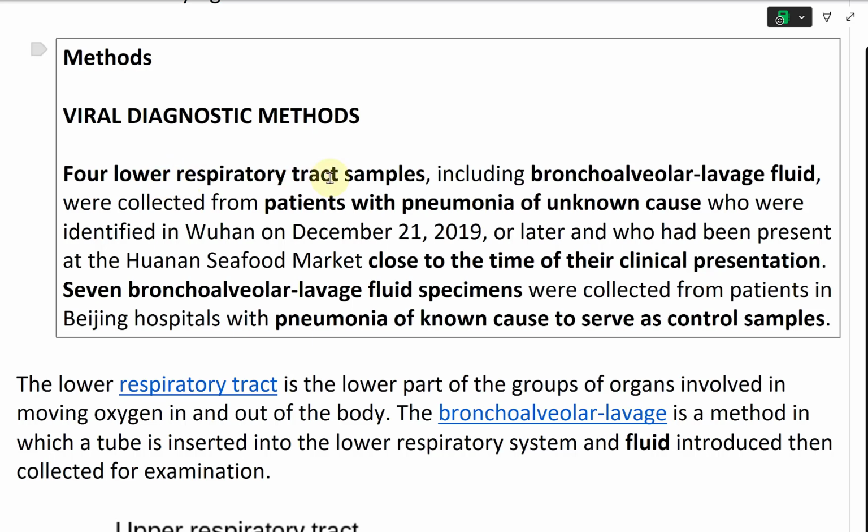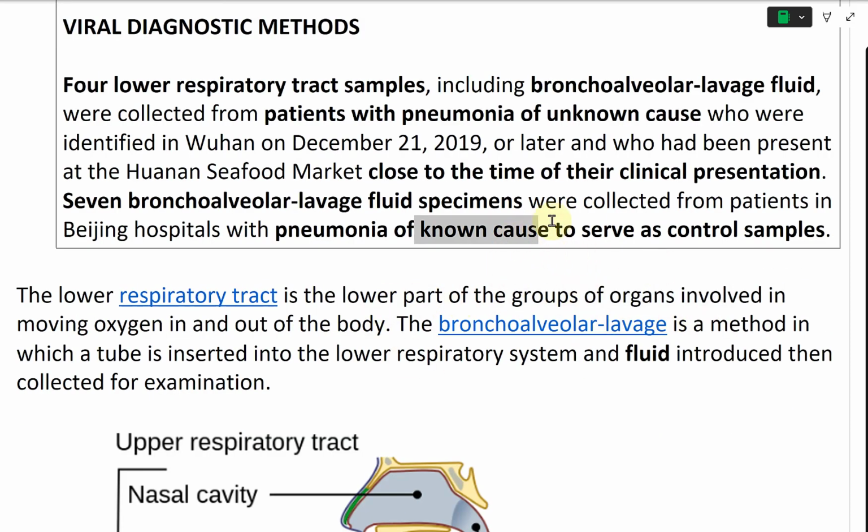So four lower respiratory tract samples, including bronchoalveolar lavage fluid, were collected from patients with pneumonia of unknown cause who were identified in Wuhan on December 21st, 2019, or later, and had been present at the Wuhan seafood market close to the time of their clinical presentation. And seven bronchoalveolar lavage fluid specimens were collected from patients in Beijing hospitals with pneumonia of known cause to serve as control samples. Again, this paper doesn't actually go through much more information on these supposedly controlled samples.